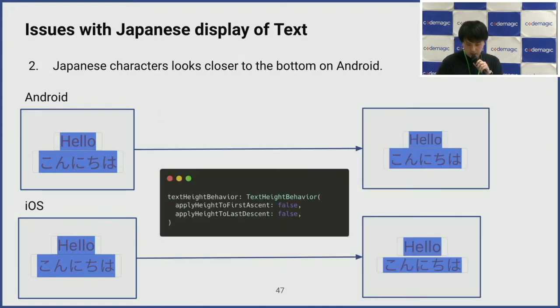Try setting the properties applyHeightToFirstAscent and applyHeightToLastDescent to false. This will change the height of the text in the case of iOS and improve the look of the text. However, this setting will not apply to Android because the font used is different. Changing to a font to which the Flutter setting can be applied is one solution to this problem.